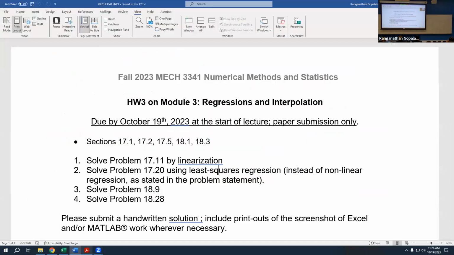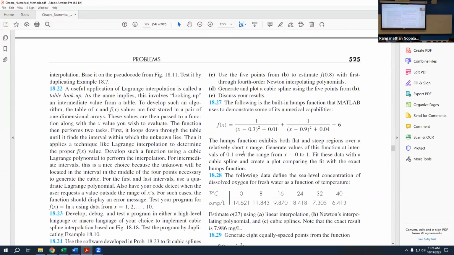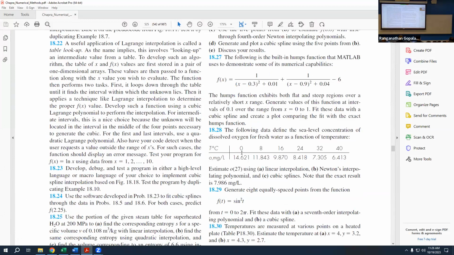Problem 18.28. Same thing. You have been given data and you are asked to estimate the oxygen concentration at a temperature of 27 degrees Celsius using linear interpolation. You can ignore Newton's interpolating polynomial and just do cubic spline, meaning first and third order, and they also give you the exact result. So you can use that to see how much accuracy you get with first and third order interpolation.